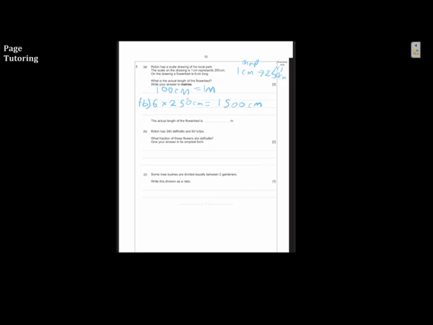If 100 centimetres equals 1 metre, all we need to do is divide our final answer by 100. How many lots of 100 centimetres are in there? That is 15. It's a huge flower bed.